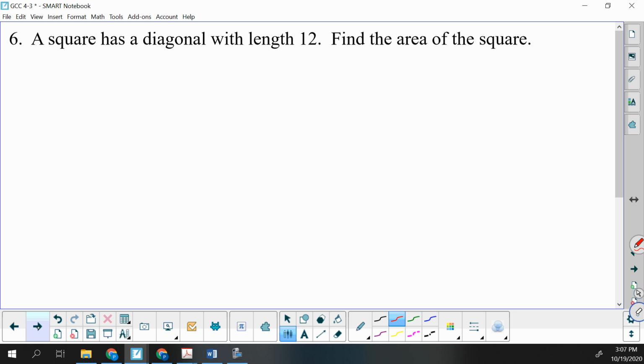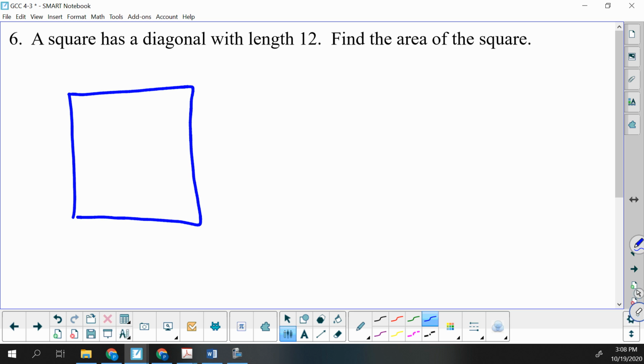All right, moving to page 16. A square has a diagonal with length 12. This is very similar to the warm-up, at least the picture. So we know square has all sides congruent. It's got right angles, so then these must be 45s. Across from the 90 should be D square root of 2.